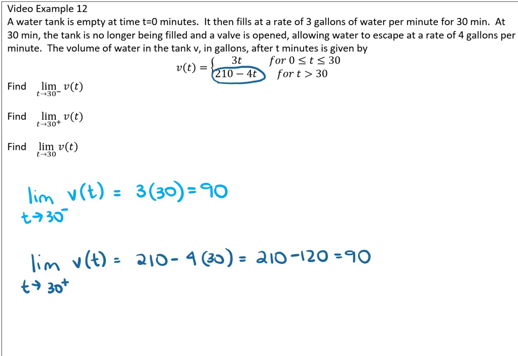We have the limit from the left is 90, the limit from the right is 90. Since the limit from the left and the right exist and they match, therefore the limit of the function overall is 90. And we have to make sure all word problems make sense. So when we look at this 90, we want to ask what unit should be on 90. And the unit on 90 should be the volume in gallons. So the limit at 30 minutes would be 90 gallons.